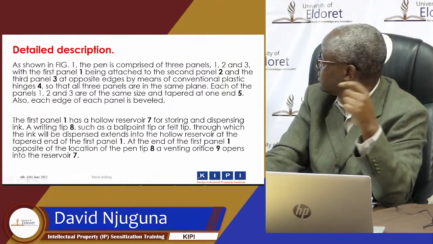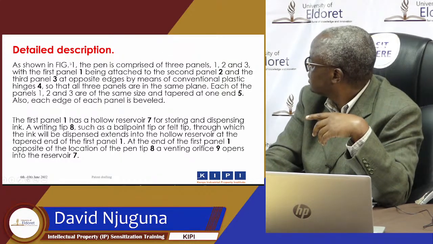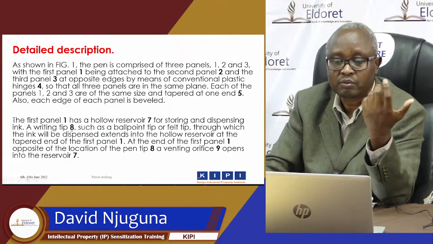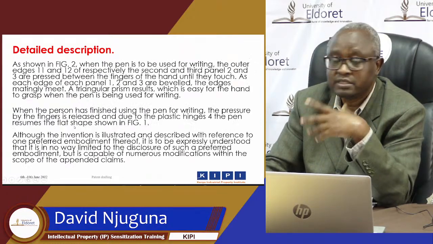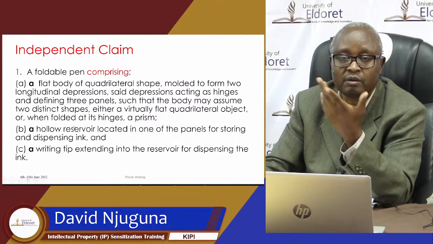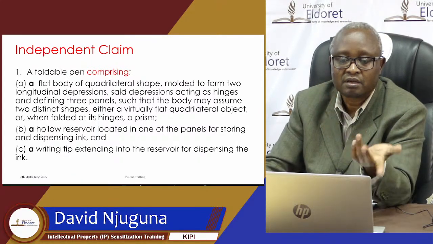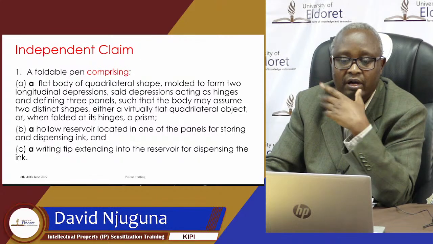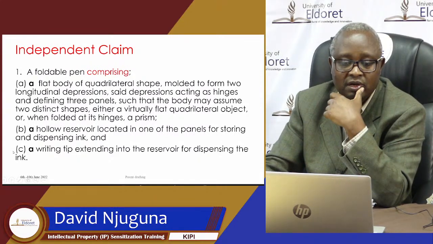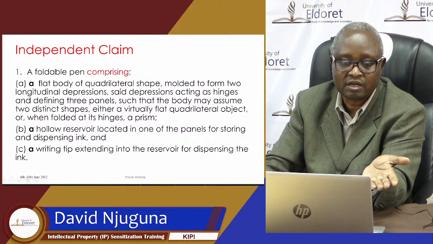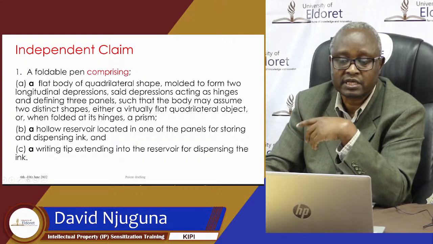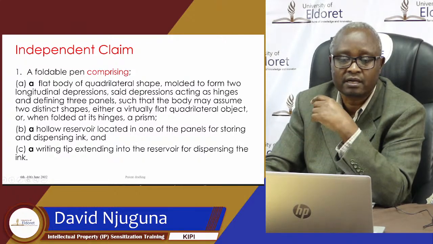Again, you've seen this from the others in terms of the features, the panels, the writing tip within it. Yeah, a detailed description, and the independent claim: a foldable pen comprising a flat body, and what follows are the various elements of it. It has three elements: a hollow reservoir, and a writing tip extending into the reservoir to dispense the ink.